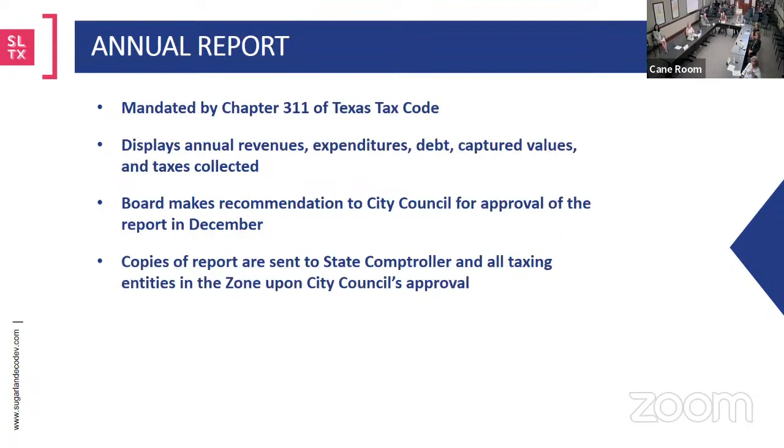And then the zone's annual report is a requirement of chapter 311 of the Texas tax code, and it displays annual revenues, expenditures, debt, captured values, and taxes collected. The board makes this recommendation to city council for approval in December, and then upon approval, it is circulated to the participating entities and the state comptroller.